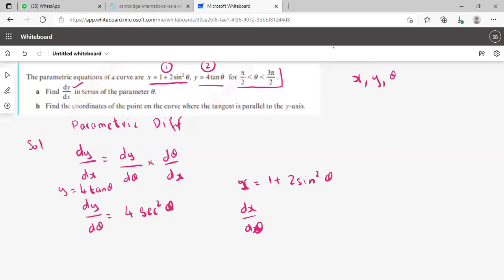What is the derivative of x with respect to theta? 2 bracket 2 cos theta. Is this what you are saying? Yes. Okay, so you have missed something.